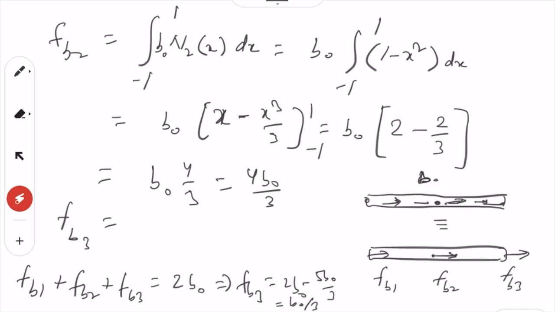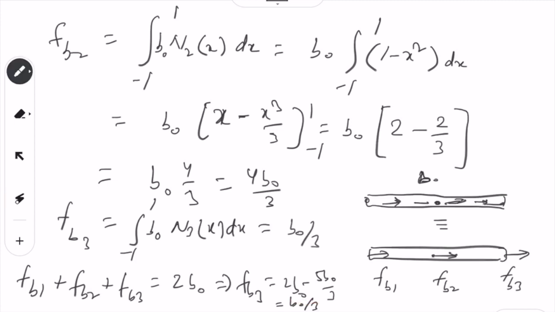The distributed load is B naught and the length is 2, so this is B naught Newton per meter multiplied by 2 meter, and hence this will be 2B naught Newton, right? So either you can calculate this way here. Either we can say integral from minus 1 to 1 of B naught N3 x dx, which, if you do, you will find it will be B naught over 3 only.